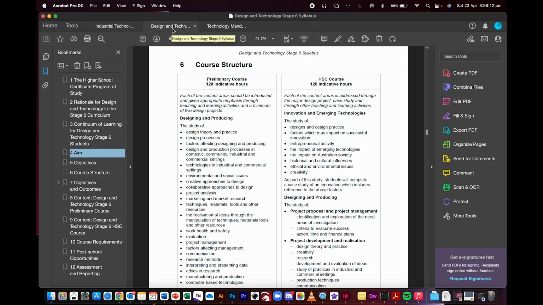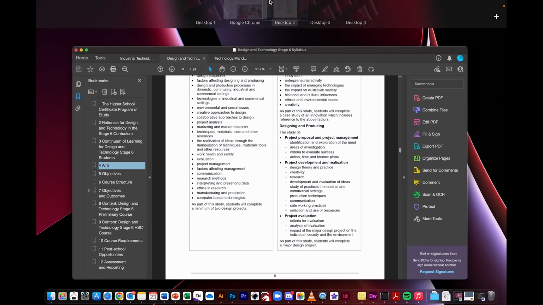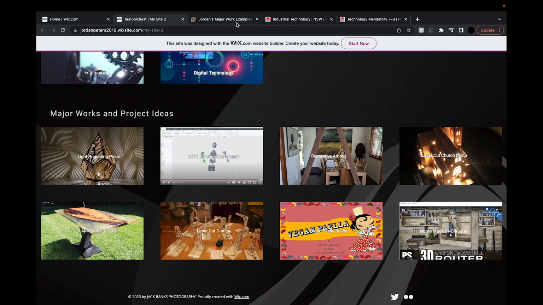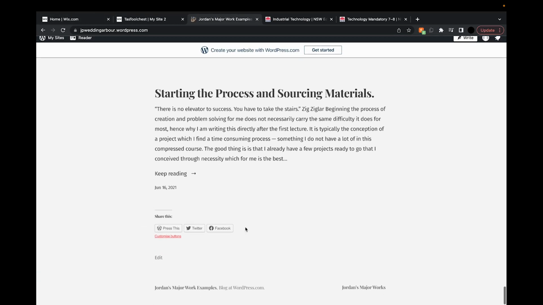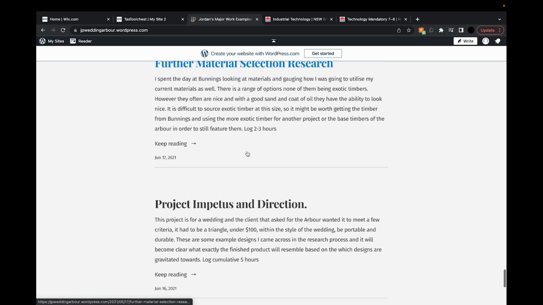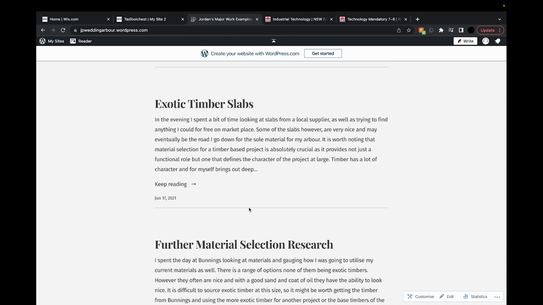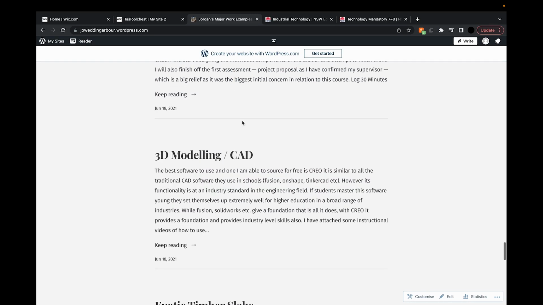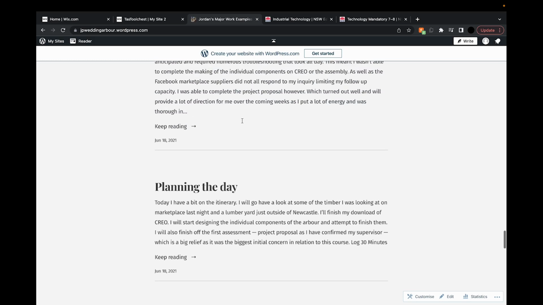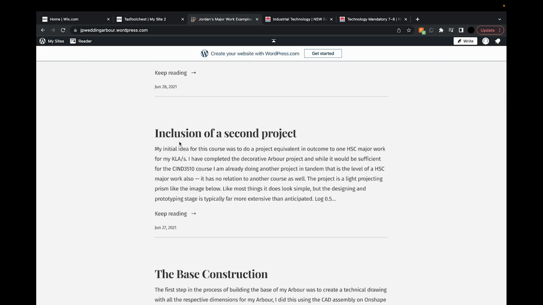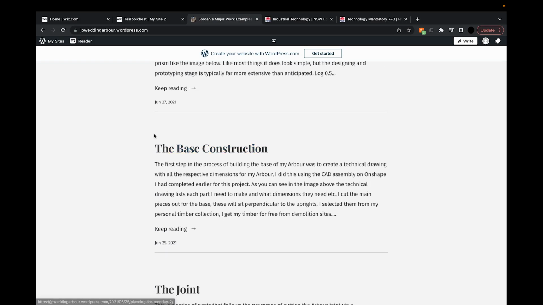So those are the three syllabi that we'll be looking at, and I'll tell you exactly what my professional project looks like within the blog. So the first bunch of posts we go through are basically the construction and research and development of the arbor, the decorative arbor design. So that goes all the way up to this post here. Oh no, this post here, the base construction.